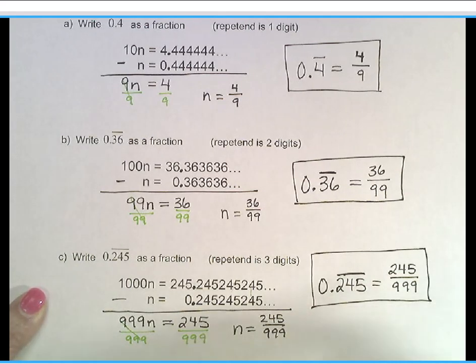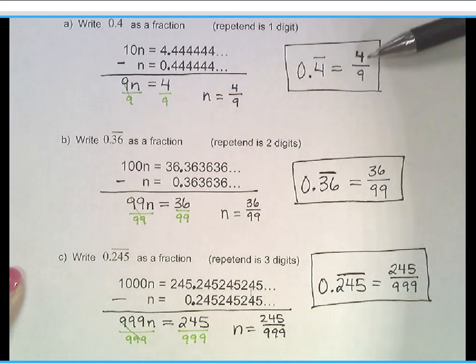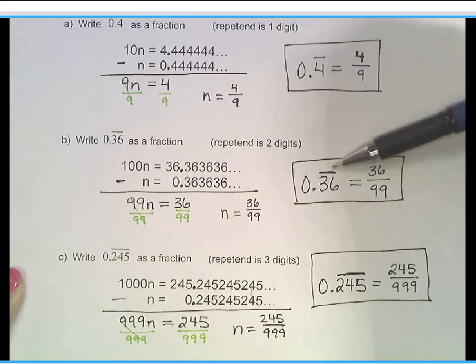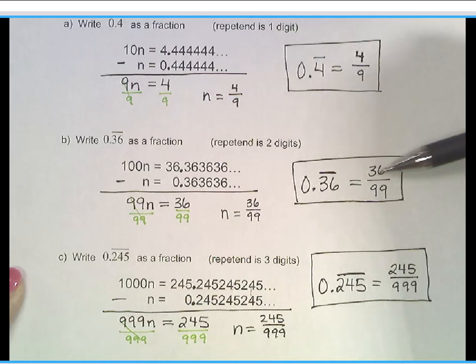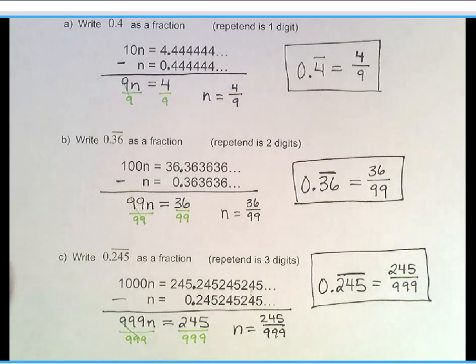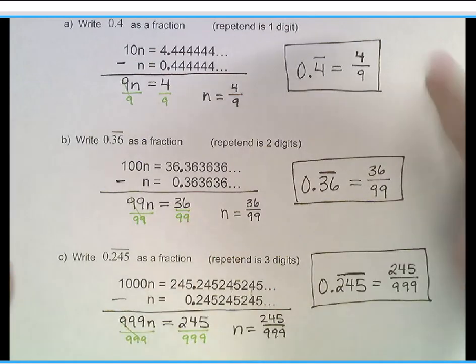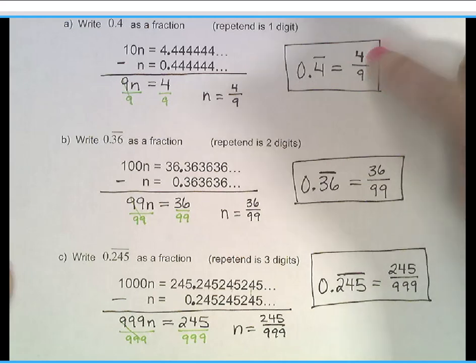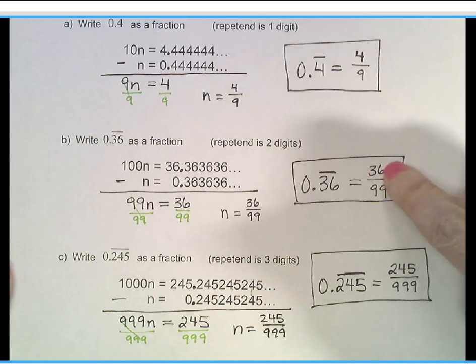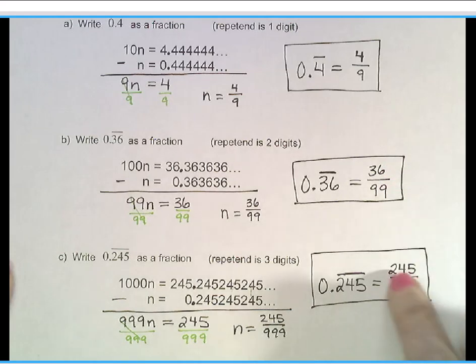So do you see what the pattern is? If the repetend is 1 digit, 4 over 9. 2 digits, 36 over 99. 3 digits, 245 over 999. The pattern you want to pick up on here is how many 9s. However many digits your repetend contains, in this case 1 digit, you fill in underneath it with 1 nine. If there's 2 numbers, you fill in underneath it with 2 nines. 3 numbers, 3 nines. That's the pattern.